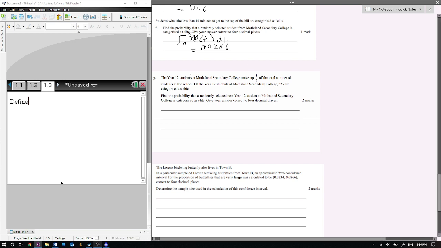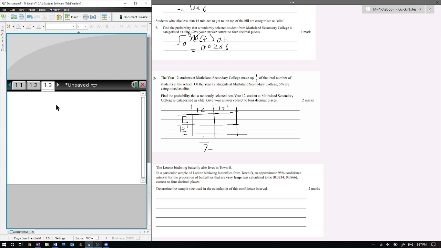So in this one, one variable would be Year 12 students, so 12, and also not 12, because if you have Year 12, you can also have students that are not Year 12. And then I have the students who are elite, so E, not E. Okay, so here it tells me that the Year 12 students make up 1/7 of the total students, so 1/7. And then of the Year 12 students, 5% are categorized as elite. So what that's saying is 5% of the 1/7 are elite.